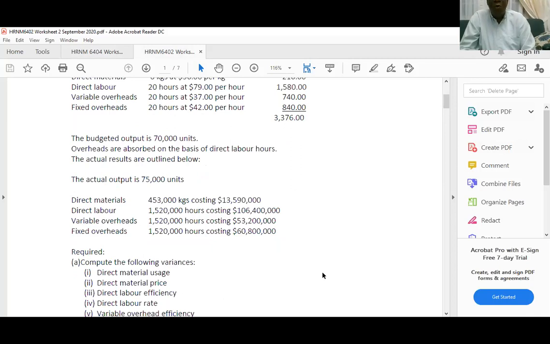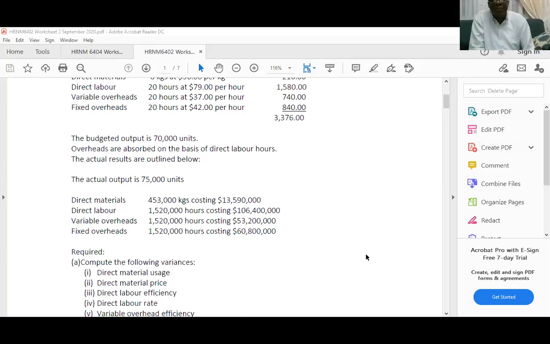Okay, let us move now to the direct labor rate variance. What did we plan to pay for each hour, class? $79. That's correct.